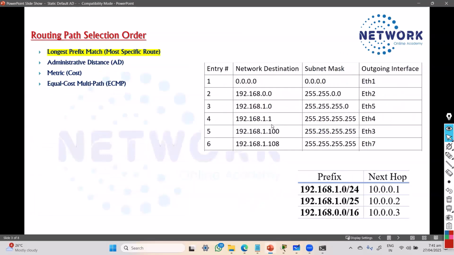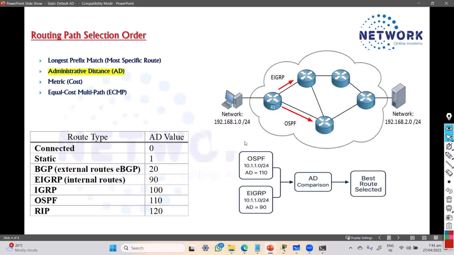Now, what if the match is the same? Which means now you're receiving 192.168.1.0/24, and there are two routes. I'm receiving from two different routes, and the match is the same. It means it matches this one network, but there are two possible routes. Then it will decide based on the administrative distance.